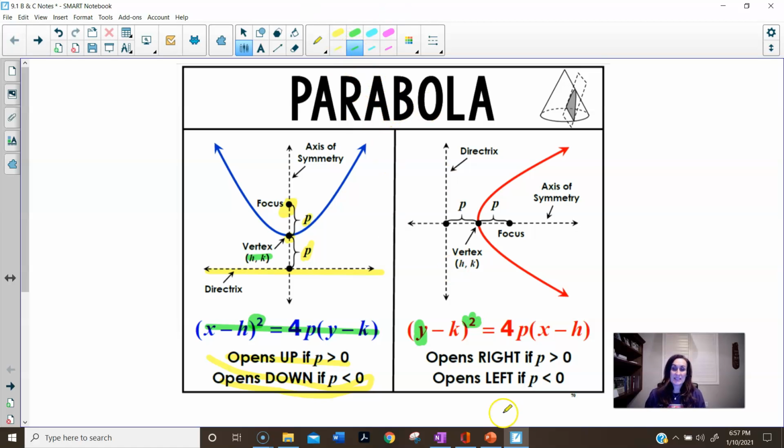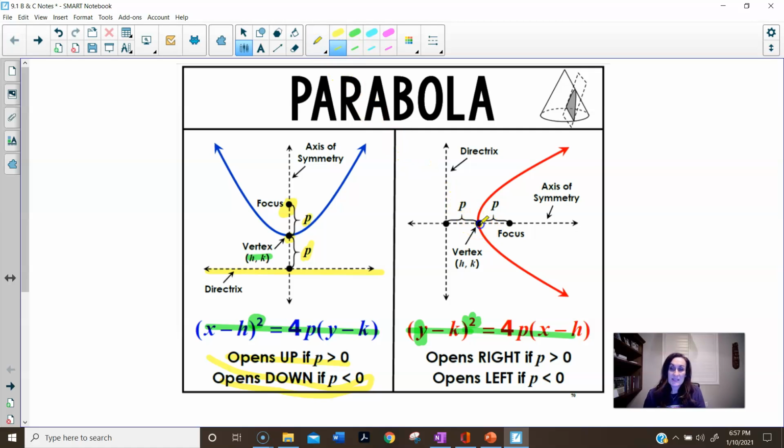So you can see the general equation is y subtract k. I always remember that h's always go with x's and k's always go with y's. So h's with x's, k's with y's. So (y minus k) squared equals 4 times p times (x subtract h). Now, here's the vertex again.